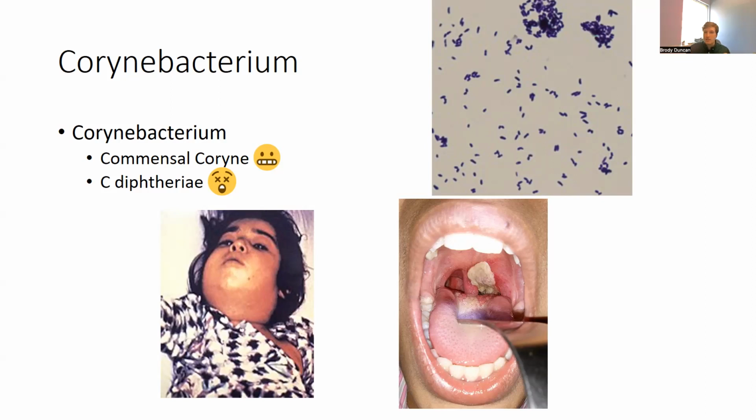Here I just have some pictures. Historically, diphtheria often causes head and neck infections that are life-threatening and do kill people. Obviously, we have vaccinations and antibiotics now, so this isn't as common in a place like Canada, but you still have to keep it on your radar.